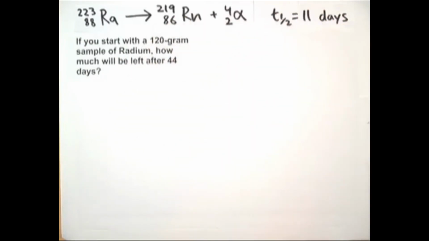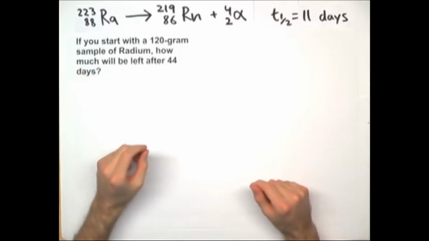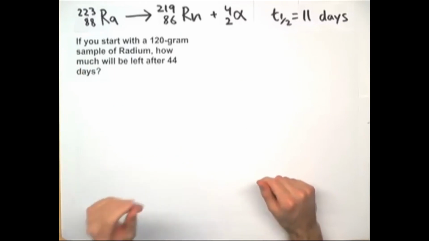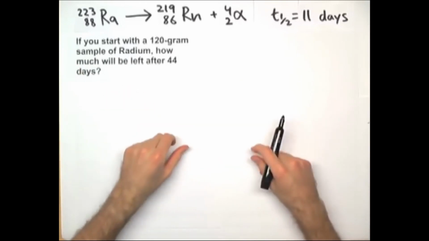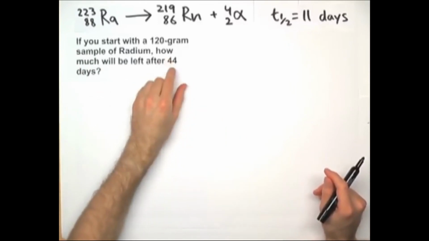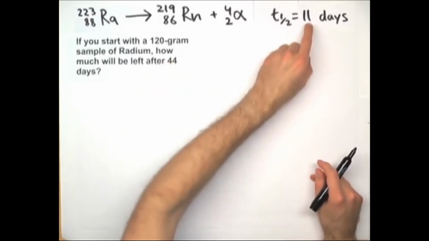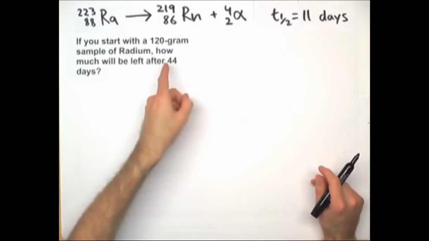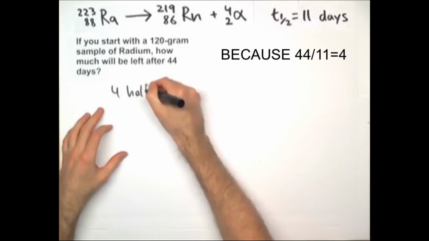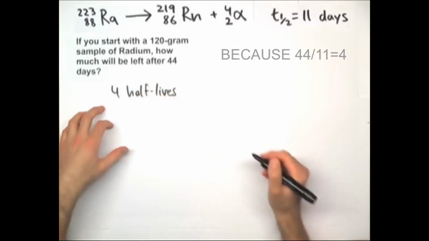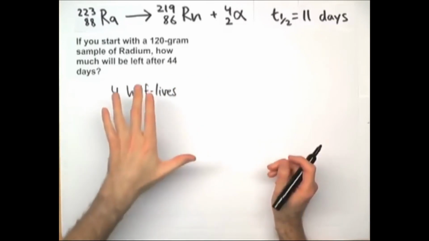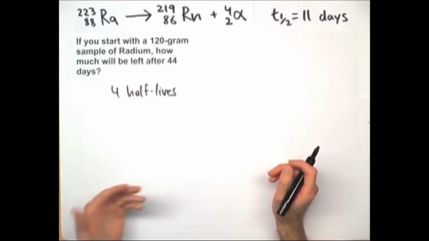is 11 days. Our question is, if you start with a 120 gram sample of radium, how much will be left after 44 days? The first thing let's do is figure out how many half-lives 44 days is going to be. Okay, so one half-life is 11 days. So 44 days is going to be 4 half-lives. Okay. Now that we know it's going to be 4 half-lives, let's just make a little chart and figure out how much we're going to have at each step.